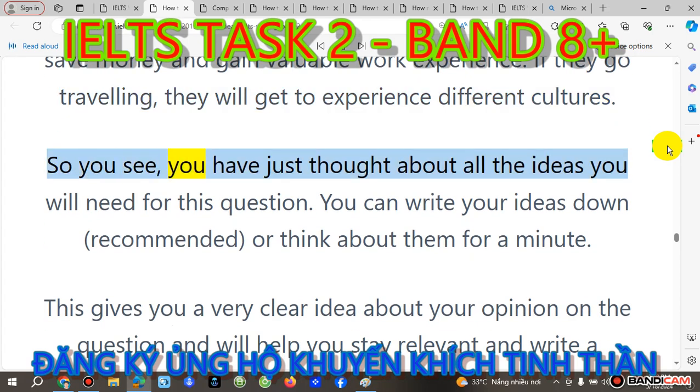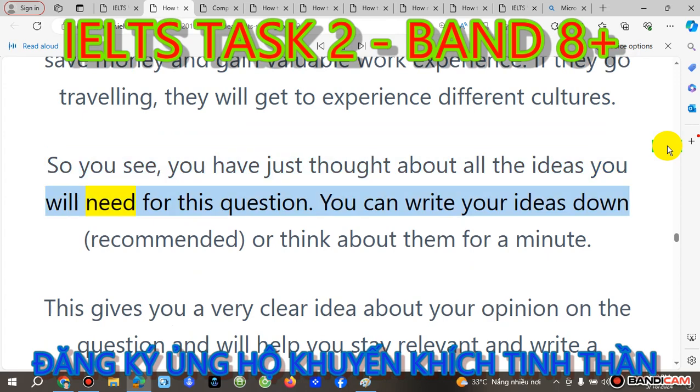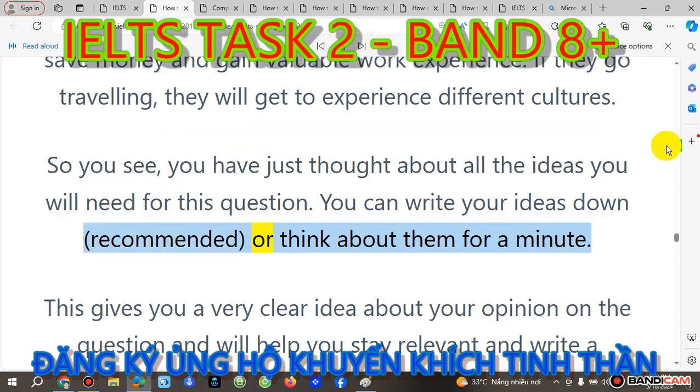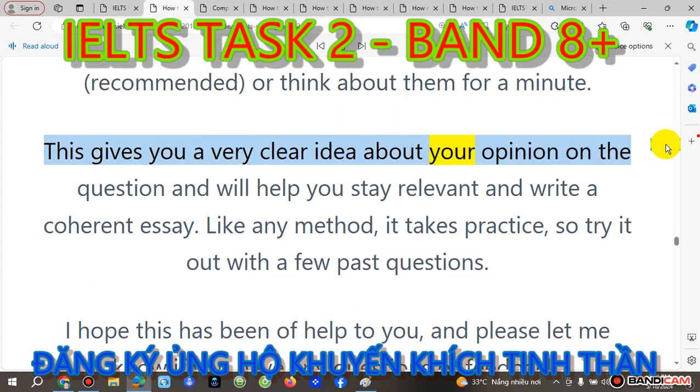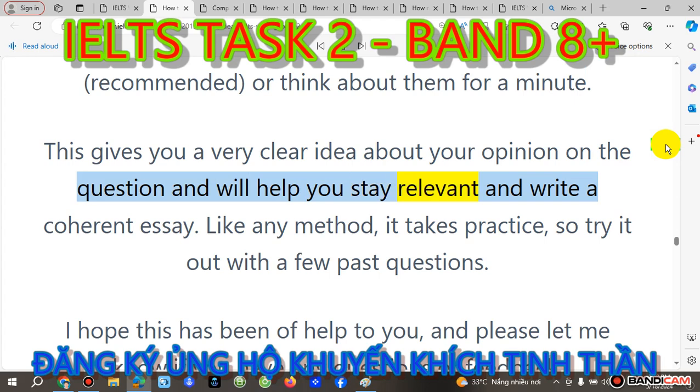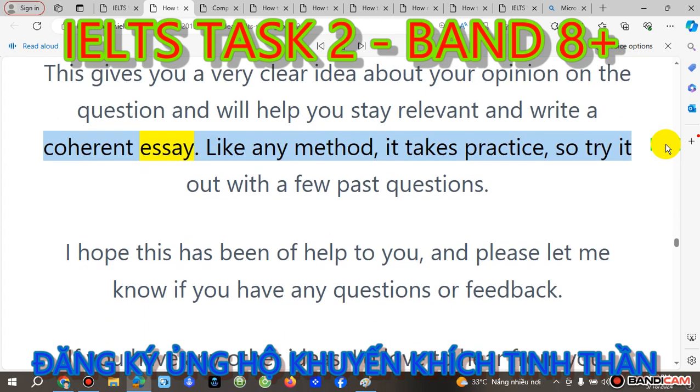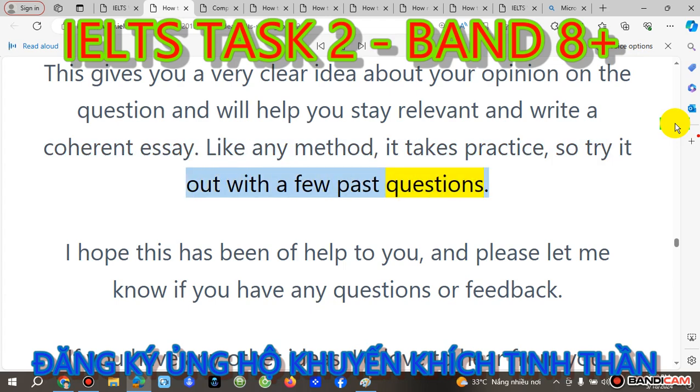So you see, you have just thought about all the ideas you will need for this question. You can write your ideas down, which is recommended, or think about them for a minute. This gives you a very clear idea about your opinion on the question and will help you stay relevant and write a coherent essay. Like any method, it takes practice, so try it out with a few past questions.